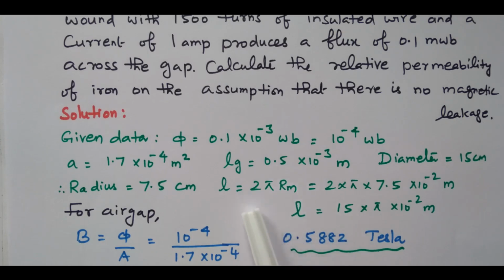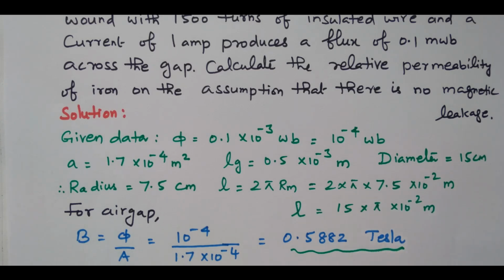The length is equal to the circumference. The circumference of the core is equal to the length of the magnetic circuit, because it is available in a ring form, a circular form. So that length is equal to the circumference. This rm value is given, 7.5 centimeter, so 7.5 into 10 to the power minus 2 meter. After simplifying, we got 15 pi into 10 to the power minus 2 meter. So these are all the data available.